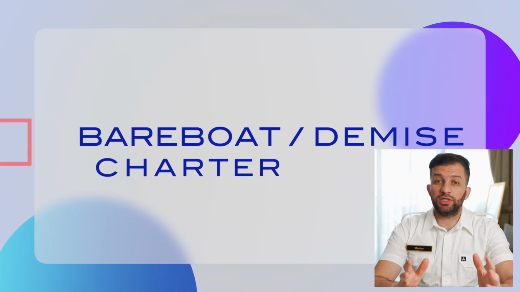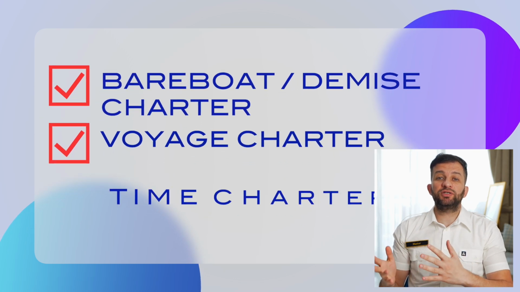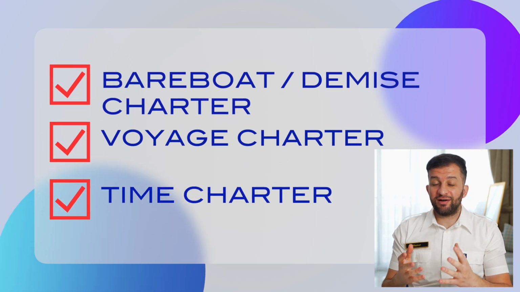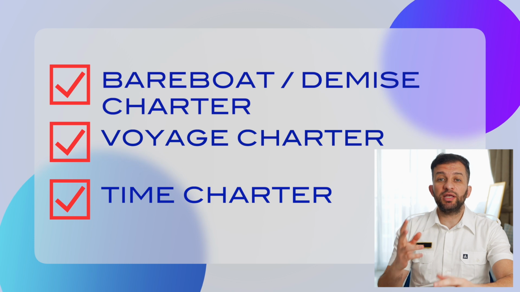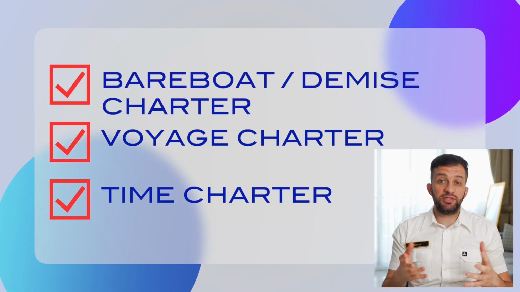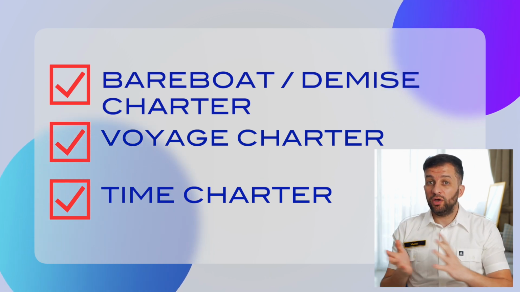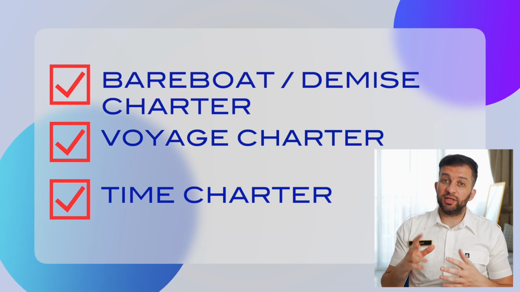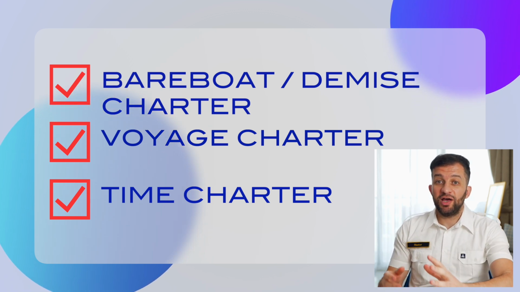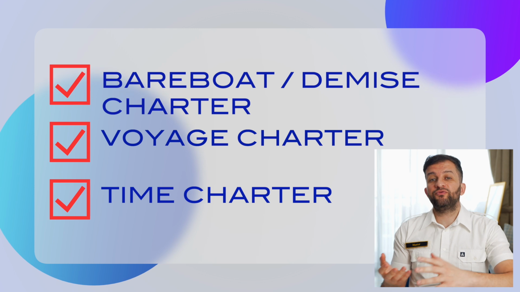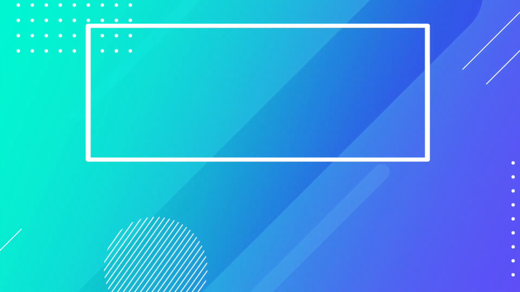We have three types of charter party. Bareboat charter party, sometimes called demise charter, and this is renting a car without a driver. The second one is voyage charter party, and this is renting a car from point A to point B. And the third one is time charter party, and this is renting a car with a driver for a specific period of time. For each type, we discuss who's responsible for what and who's paying what. But first, let's define them.